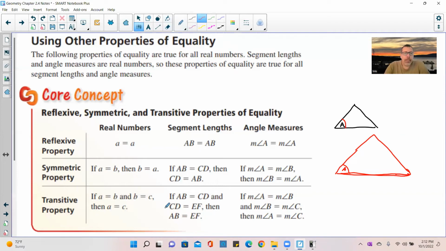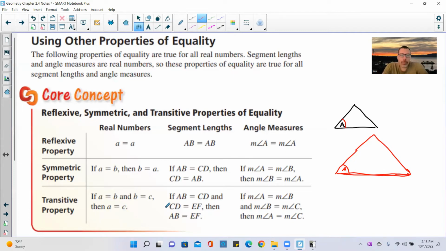Okay, symmetric property. If A equals B, then you can say it in the other direction. Then B equals A. If segment AB equals segment CD, then we can say segment CD equals segment AB. Okay, you might think these are really obvious, but then when you go to do a proof, you forget the obvious and you struggle with the proof. So you have to be really aware of where these can be used. If the measure of angle A equals the measure of angle B, then we can say it in the reverse. Then the measure of angle B has to equal the measure of angle A.